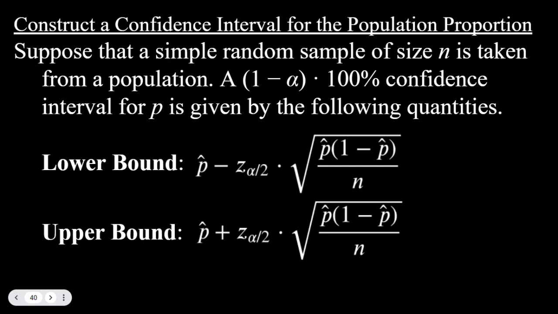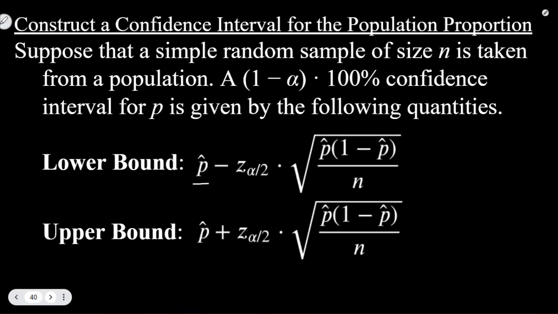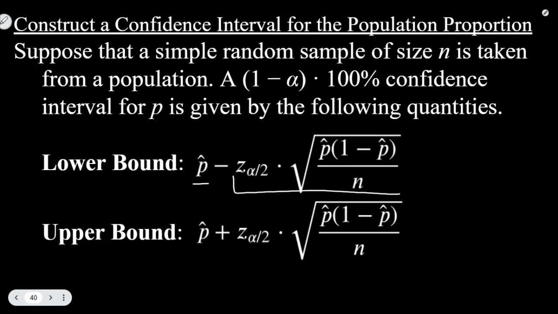And notice what we're going to do. We're going to start with our point estimate, and we're going to subtract a little bit. Here's the little bit we're going to subtract, and then we're going to start with our point estimate again, and we're going to add that same value. So notice what we're doing is we're taking a z-score here, and we are going to multiply that z-score by our estimate of the standard deviation. We say it's an estimate because we don't know what p is. We just have p hat. We're trying to estimate p. And so that's where we're going to get our boundaries for our upper and lower bound.